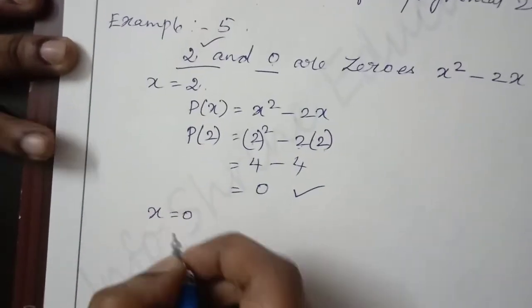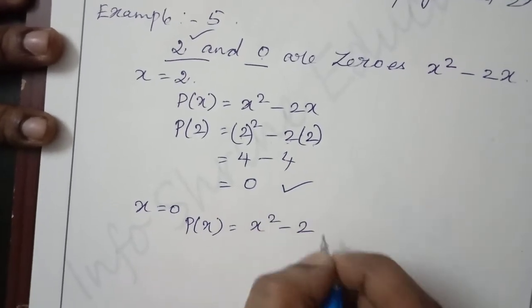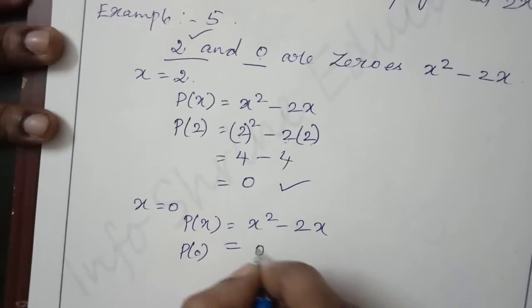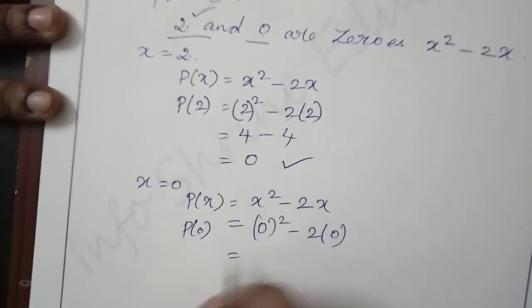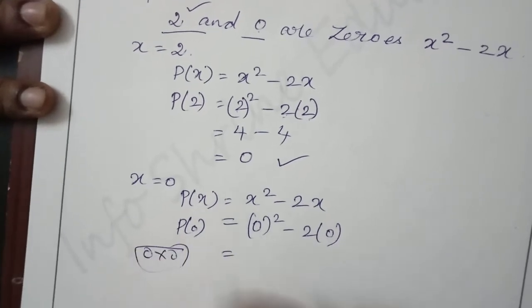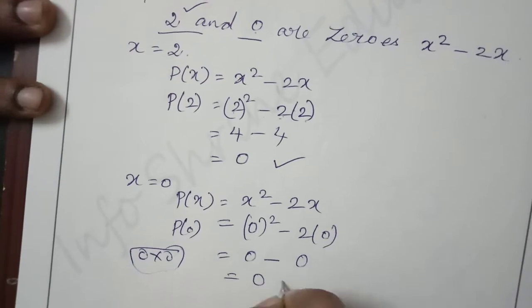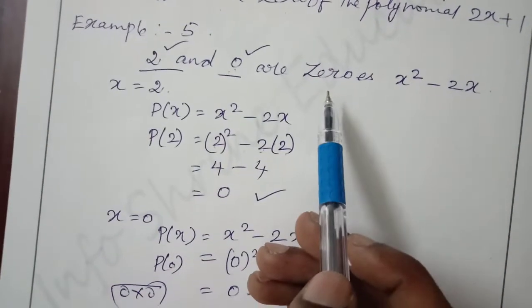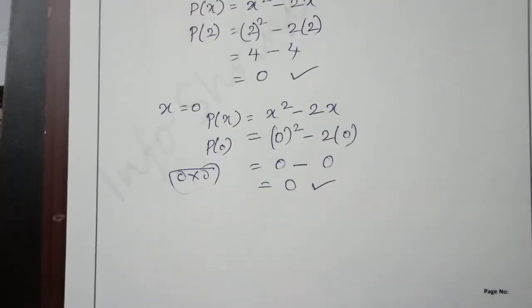X is equal to 0. So P of x is equal to x square minus 2x. So P of 0 is equal to 0 square minus 2 into 0. 0 into 0 is 0, we know. 0 minus anything into 0 is 0. So that is equal to 0. So both are zeros. So both 2 and 0 are zeros. Okay, now let's move on to the exercise.